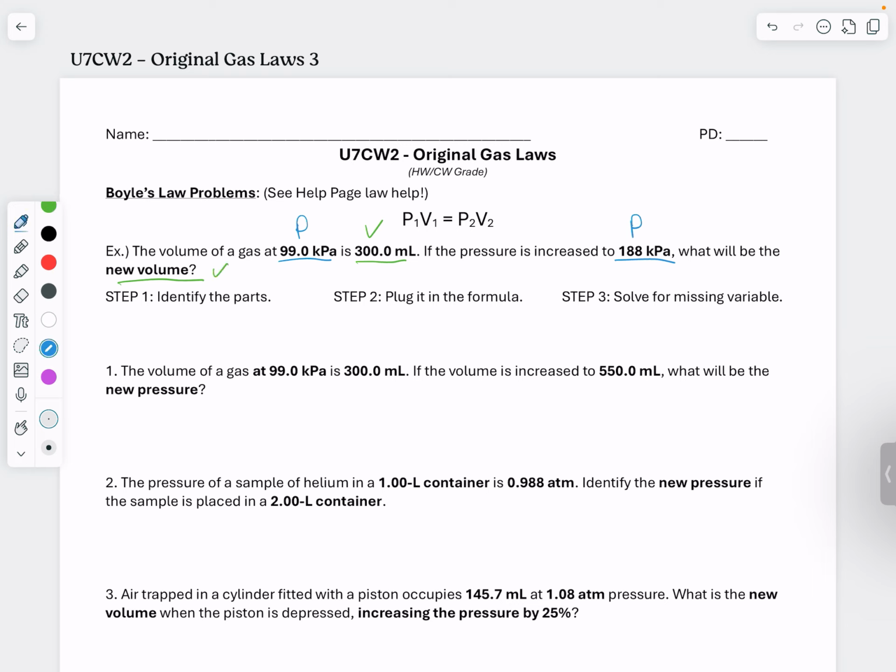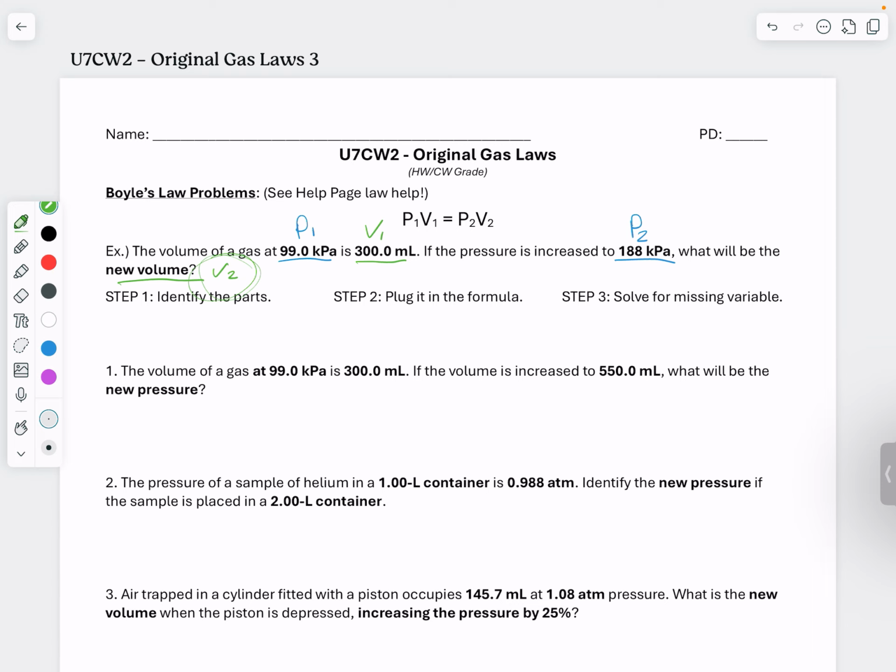So when you read it, it says the volume of a gas is 99.0 kilopascals at 300 milliliters. Guess what? That's how it started. So that means that this is P1 and that's P2. And that makes this one V1 and that V2. And I'm looking for V2. That's what I'm trying to find.